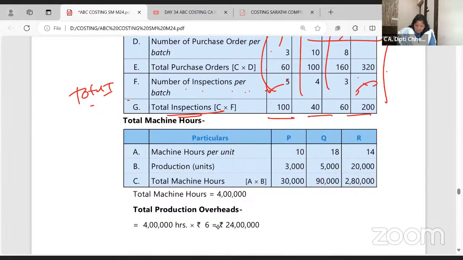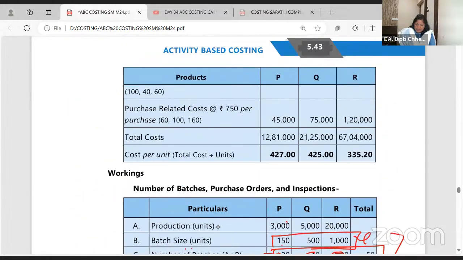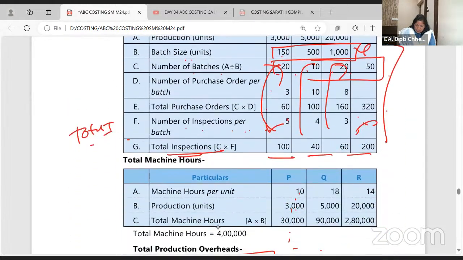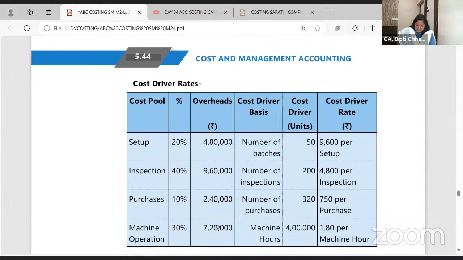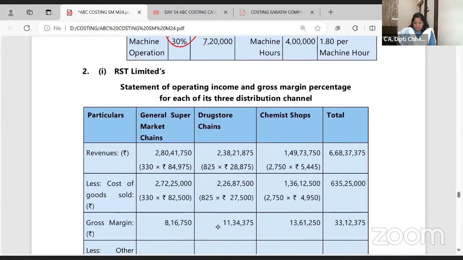Okay. And I told you earlier how your total overhead will come. So machine hours per unit into the number of units, multiplied by the rate. Like this, if you do, overhead will come. And then the overhead you have to bifurcate as 20%, 40%. The ratio is already given to you. You will be able to do it.